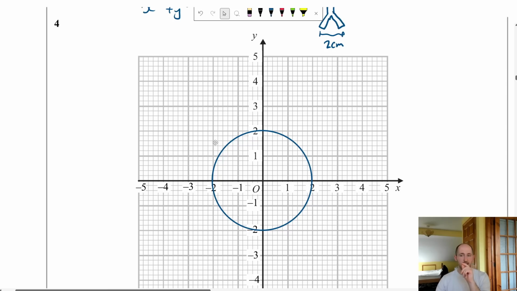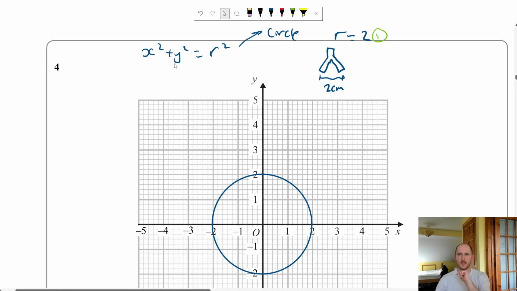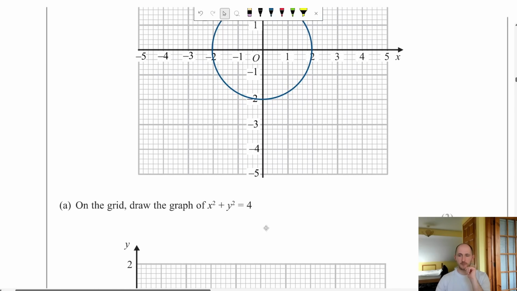But it needs to be perfect. It needs to be done with a compass. It has to be. 2 marks on the line, okay? This one, the drawing of circle graphs, is not often taught at all in school. But I've seen it come up a couple of times in recent years. So please, please make sure you do it.